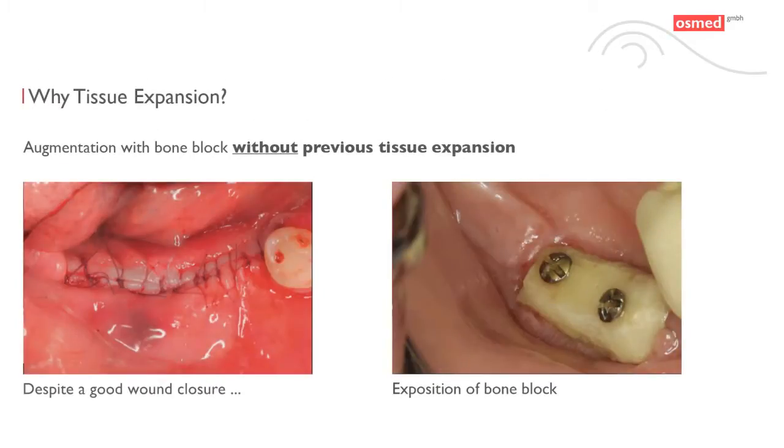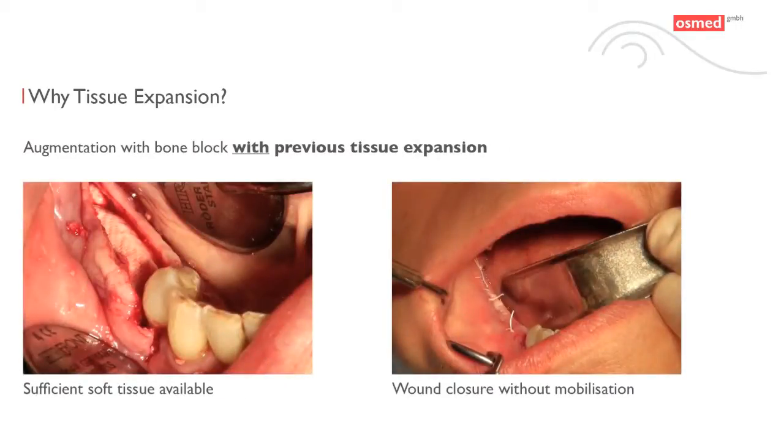Why tissue expansion? Here is a case of an augmentation with a bone block without previous tissue expansion. Despite a good wound closure, at extensive augmentations, expositions are possible due to a deficit of soft tissue. Now you can see a case of an augmentation with a bone block with previous tissue expansion. The picture shows that sufficient soft tissue is available, and that the wound closure is possible without mobilization.